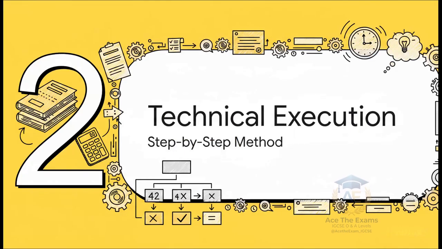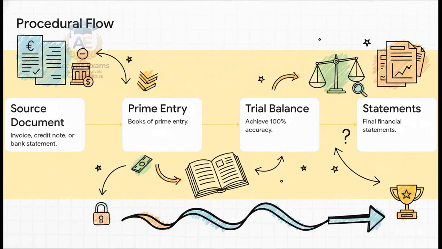Moving right along to Section 2, advanced technical execution. If you're working on practical coursework, this procedural flow is your absolute holy grail. You need to document your evidence chronologically. Start with the source document, like an invoice. Trace it to the prime entry, balance the trial balance, and then finalize the statements. If an error pops up, you have to investigate exactly where that chain broke.